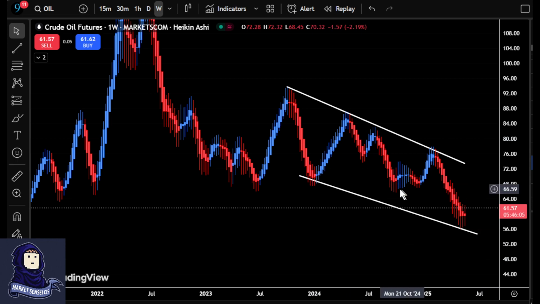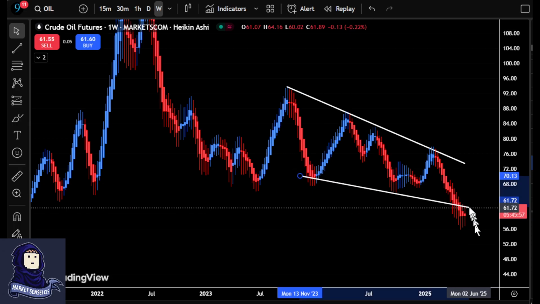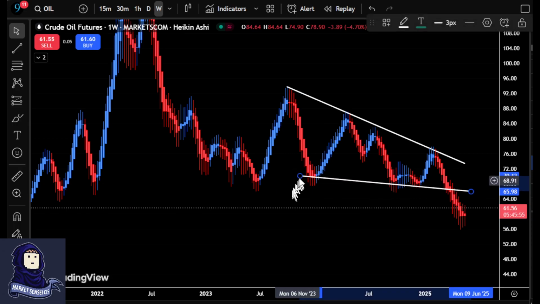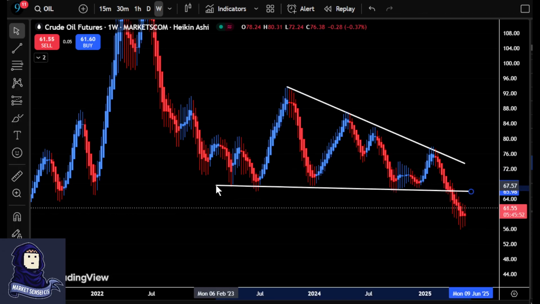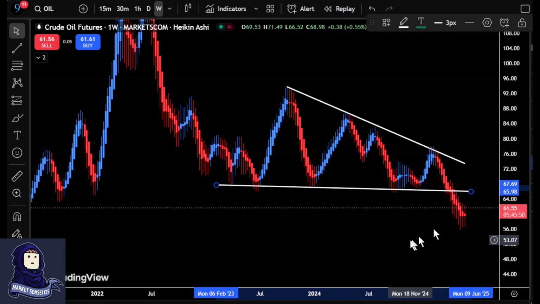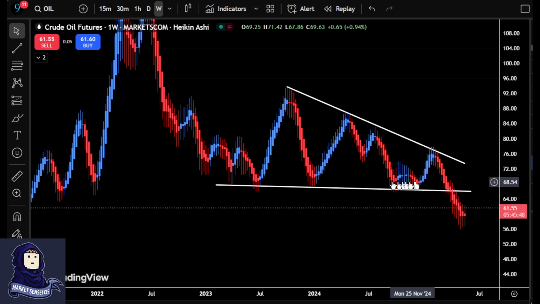Why don't I draw it here? Because the most recent is already here. If you draw here, you're just trying to cheat yourself, even though it still shows the break below the support area, the significant support area.